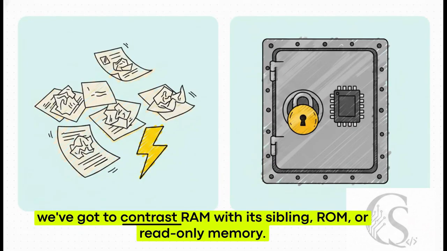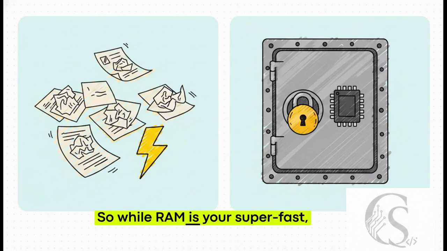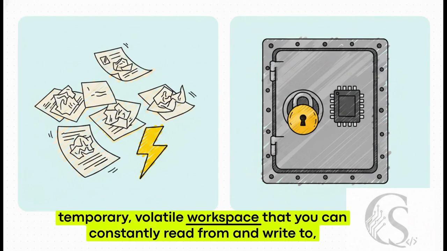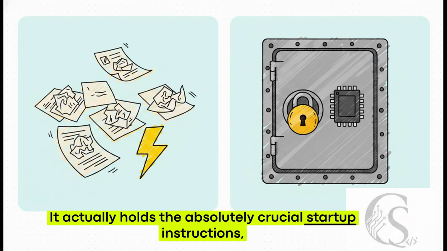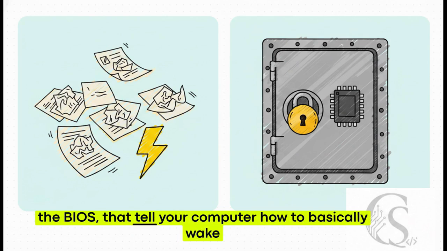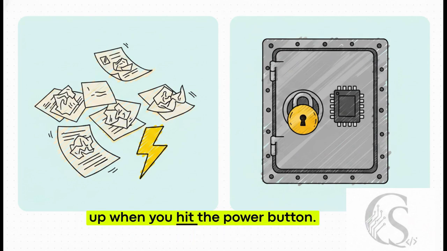Now, we've got to contrast RAM with its sibling, ROM, or read-only memory. So while RAM is your super-fast, temporary, volatile workspace that you can constantly read from and write to, ROM is a whole different beast. It is non-volatile, which means it's permanent. It actually holds the absolutely crucial startup instructions, the BIOS, that tell your computer how to basically wake up when you hit the power button.